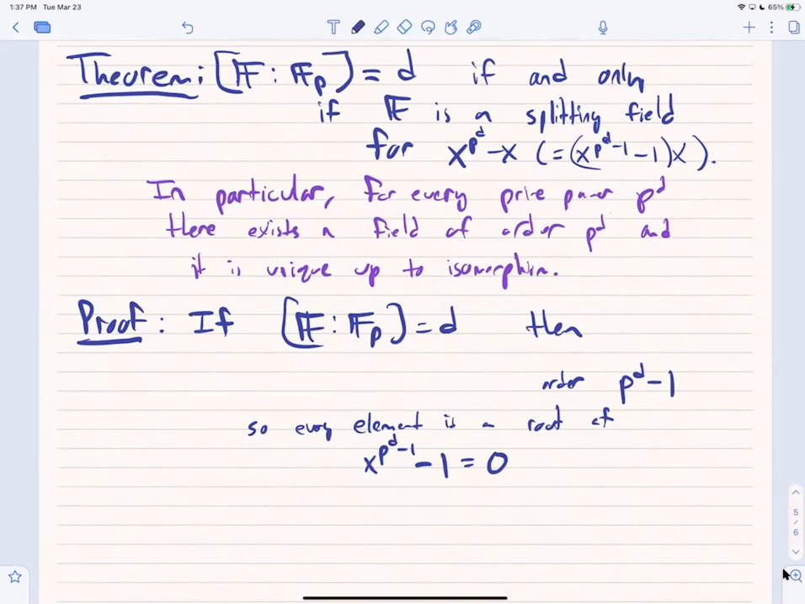Yeah, here I don't even need the lemma. Maybe I never needed the lemma. We'll find out in a second. So then F cross has order p to the d minus 1. So every element is a root of x to the p to the d minus 1.